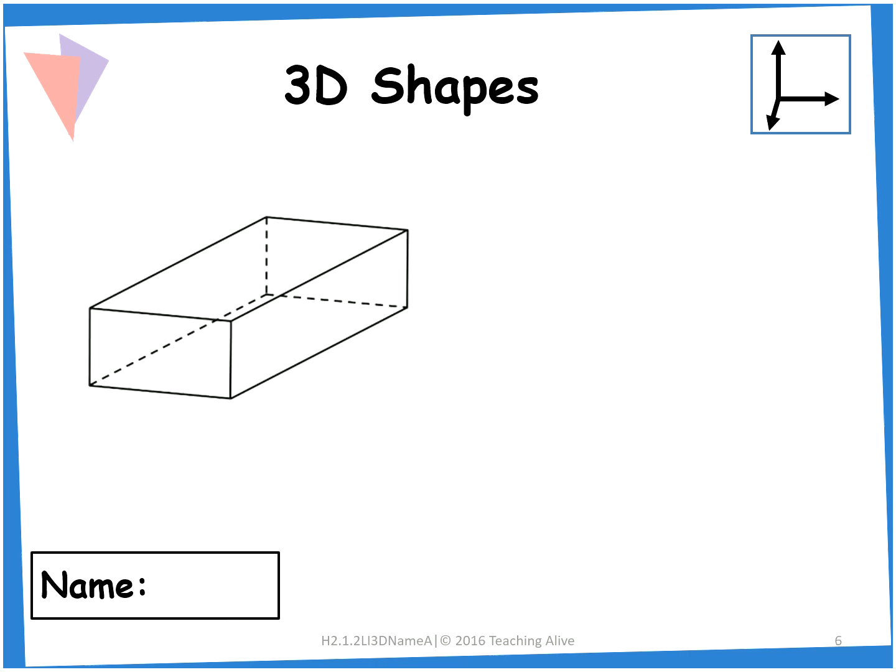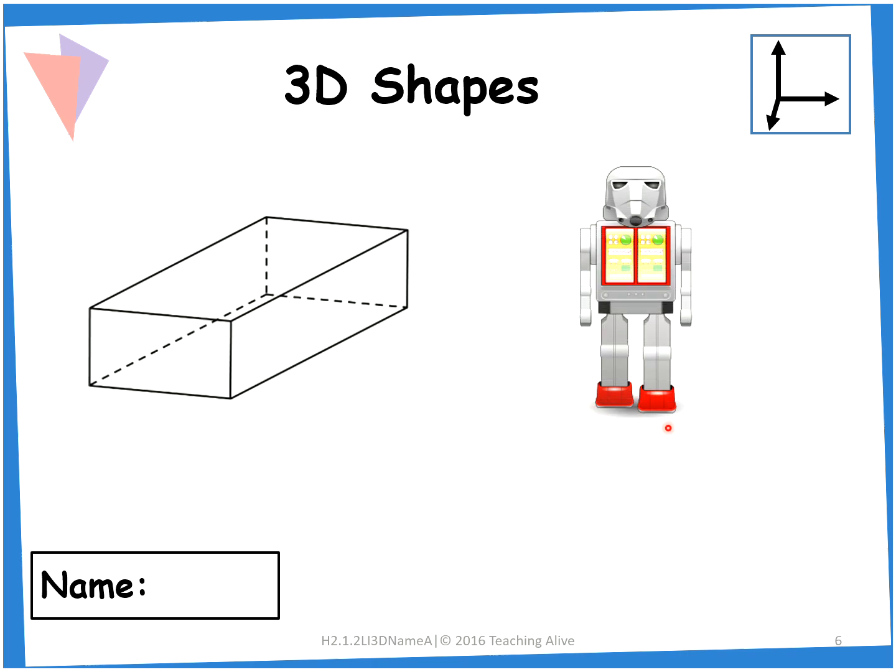For this 3D shape, we can think of a robot. And another name for a robot is a droid. And we can pretend to be a droid. But this shape isn't called a droid, it's called a cuboid. So I'll go first, and you've got to do your robot actions and say cuboid. You'll go. And again, I'm going to go cuboid. You'll go.